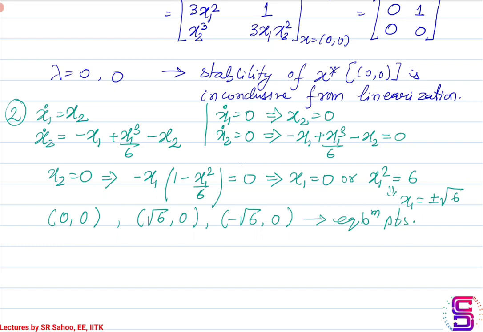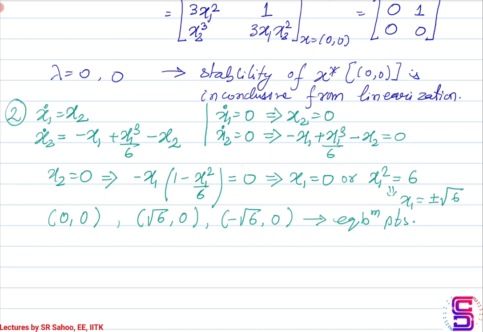In this example, I'll show you the linearization only about the 0 0 equilibrium point, and then try to conclude about the stability of the 0 0 equilibrium point. I leave it up to you to compute and conclude about stability for the remaining two equilibrium points.